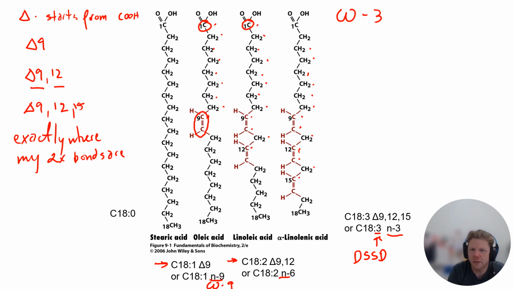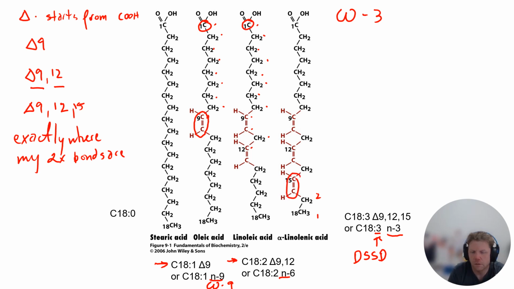The other challenge is with the omega numbering scheme: you always have to remember that the omega scheme is different from the delta scheme. The omega scheme starts from the methyl end, the methyl terminal, so the opposite of our organic conventions in our numbering. So that carbon number 18, which is proper for our organic numbering scheme, is actually going to be carbon number 1, 2, and 3 for our omega numbering. So that's carbon 3 to 4.